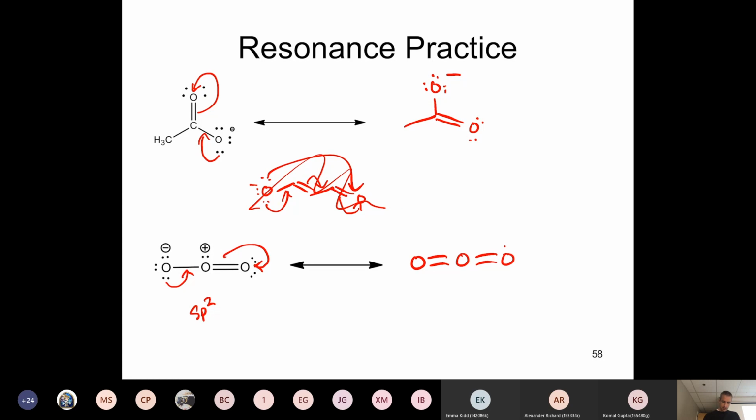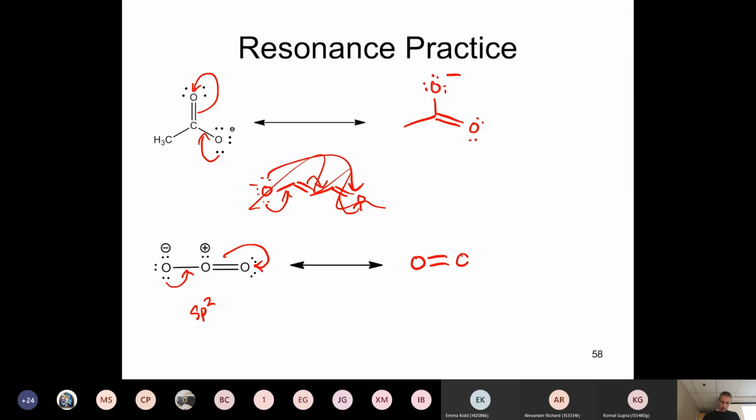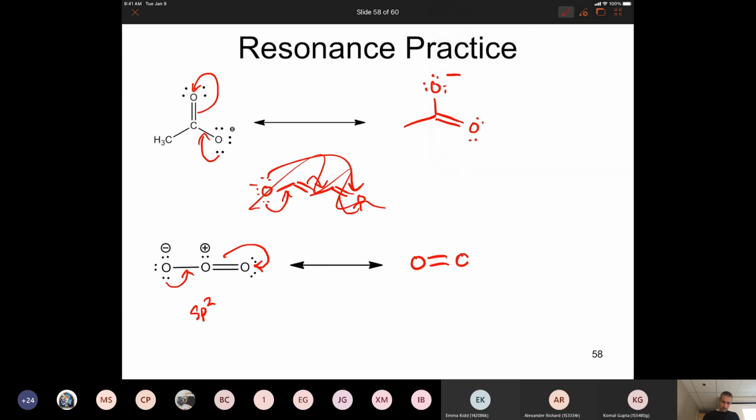No, I made a mistake. Let's go back. Okay, I can get my pen back now. Oxygen, oxygen, 3 lone pairs now. That lone pair hasn't moved, 2 lone pairs. And if we want to put our charges in, they look like this.